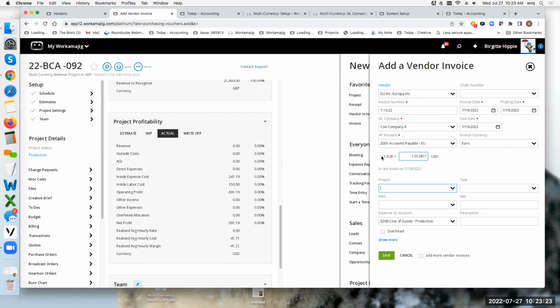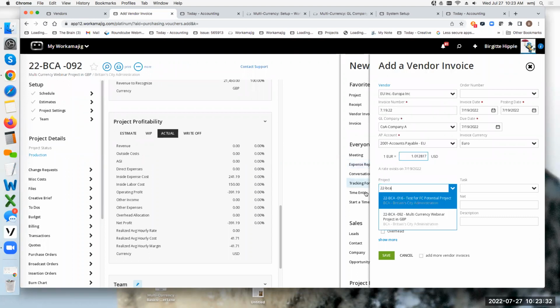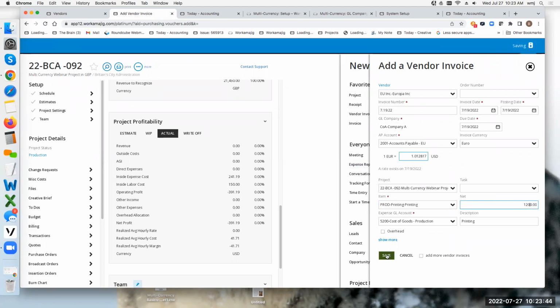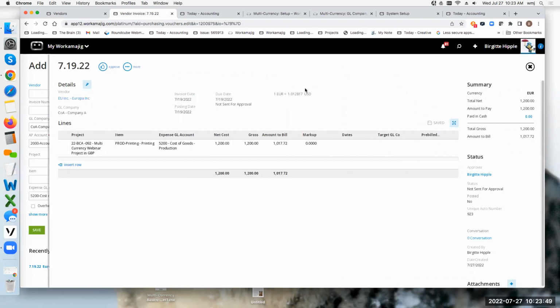It wants to be paid in euros, but the client is going to be billed out in GBP. So if I go ahead and put the project in here, BCA 092, and we're going to say it was printing, of course, and the vendor is charging me $1,200. Okay, so if I go ahead and save this and it's based on this rate, you'll see that the system tells you automatically what the currency rate was, that the currency of this vendor is to be paid in euros.